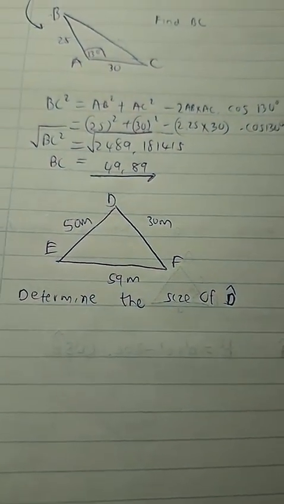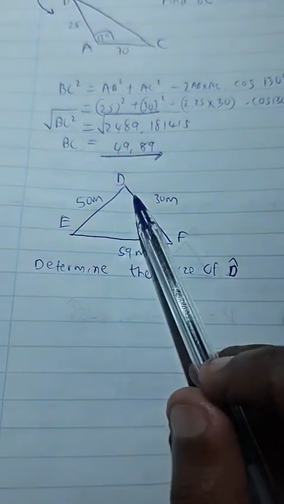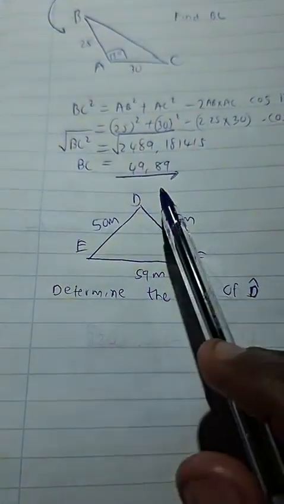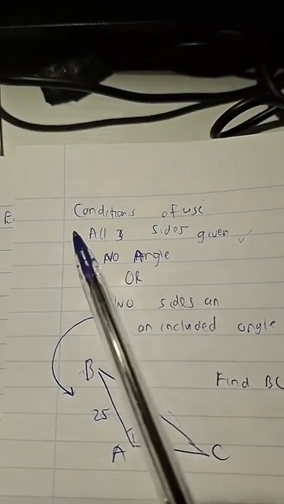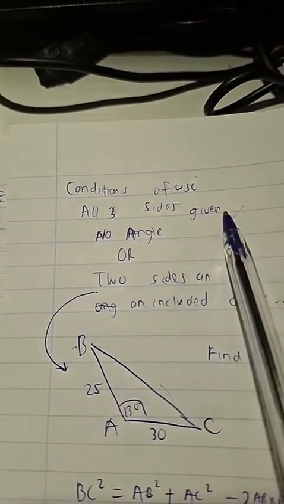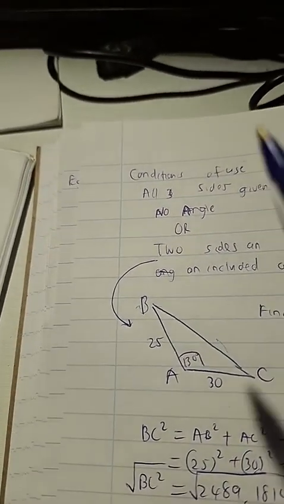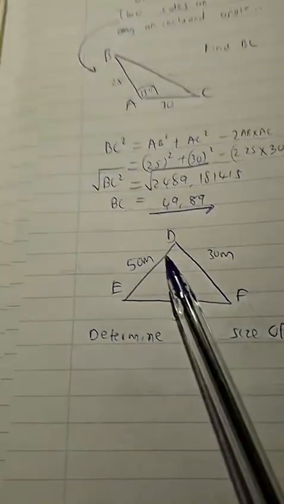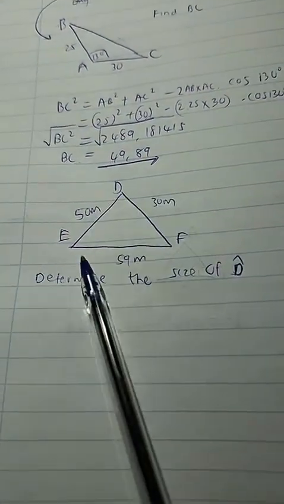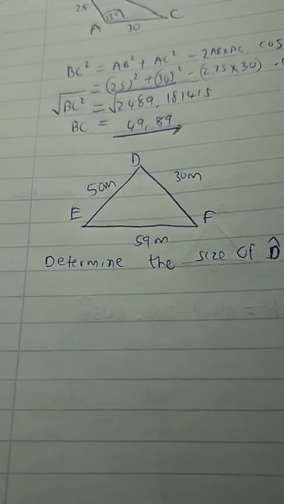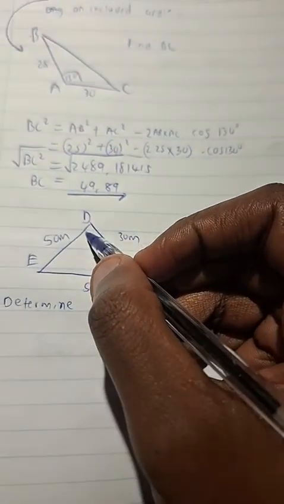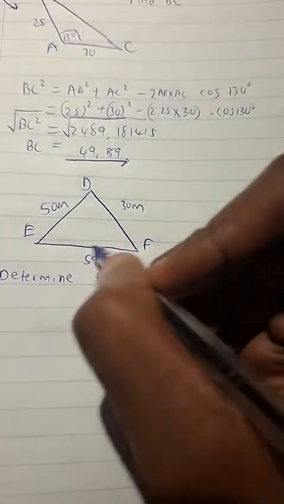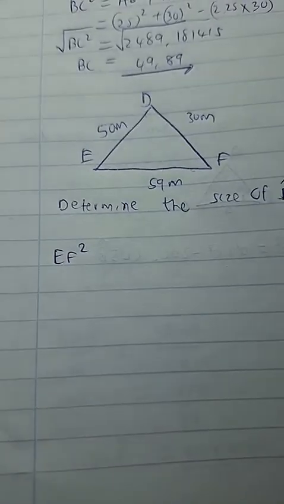So in order to determine the size of angle D, what do I do, guys? It's very simple, right? First and foremost, the conditions of use of the cosine rule is that all three sides must be given, and in that instance, no angle. So all three sides have been given. And what am I wanting? The size of angle D. Angle D is opposite side EF. So that means I'm going to make EF squared the subject.